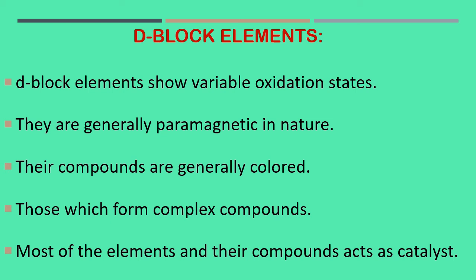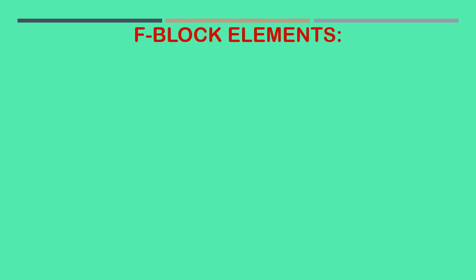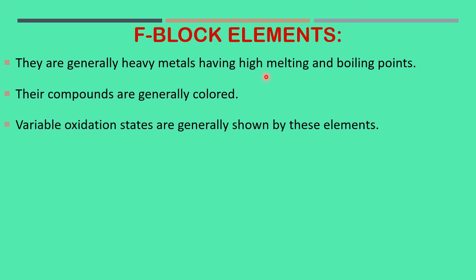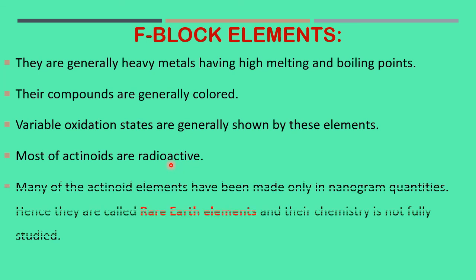Now the last one, the f block. They are generally heavy. The f block is deep inside, so there is very close contact. So they are very heavy, with high melting point and high boiling point. As usual, they are colored. Again, variable oxidation states, same as I told: more, s to p, p to d. And actinoids are radioactive because of what? The proton-neutron ratio in the nucleus. And many of the actinoid elements have been made only in nanogram quantities.